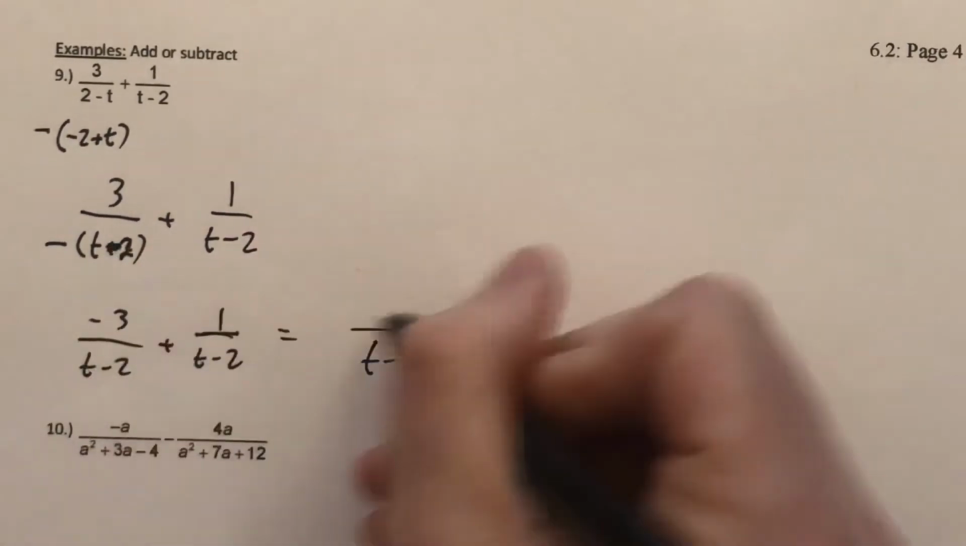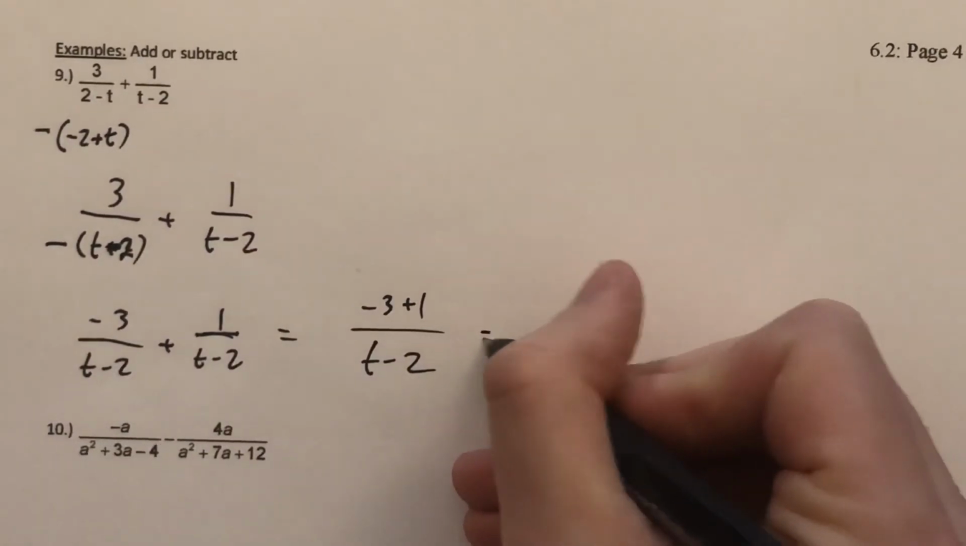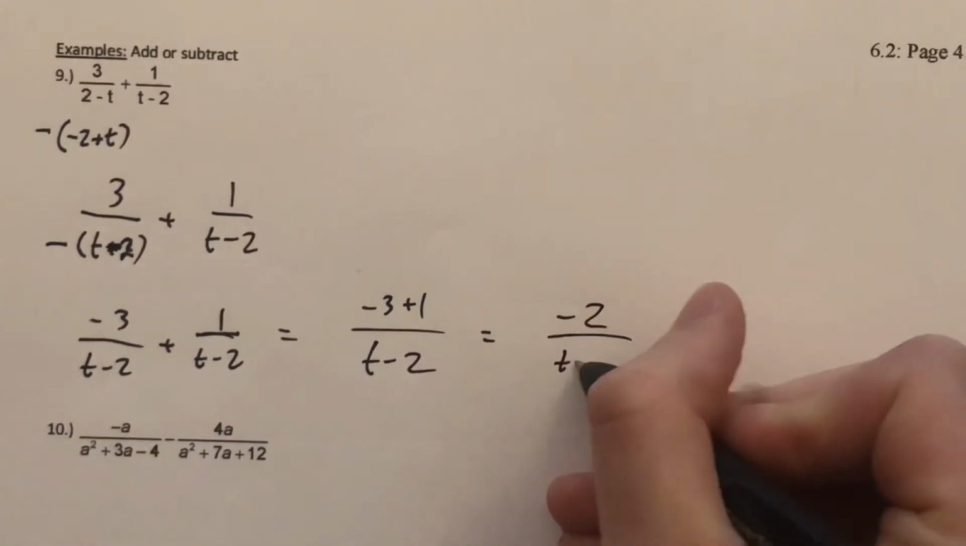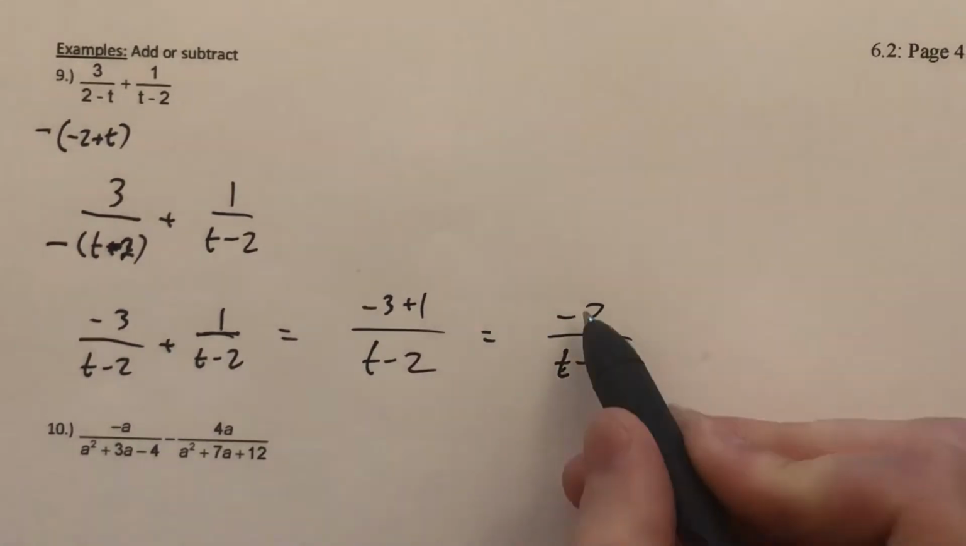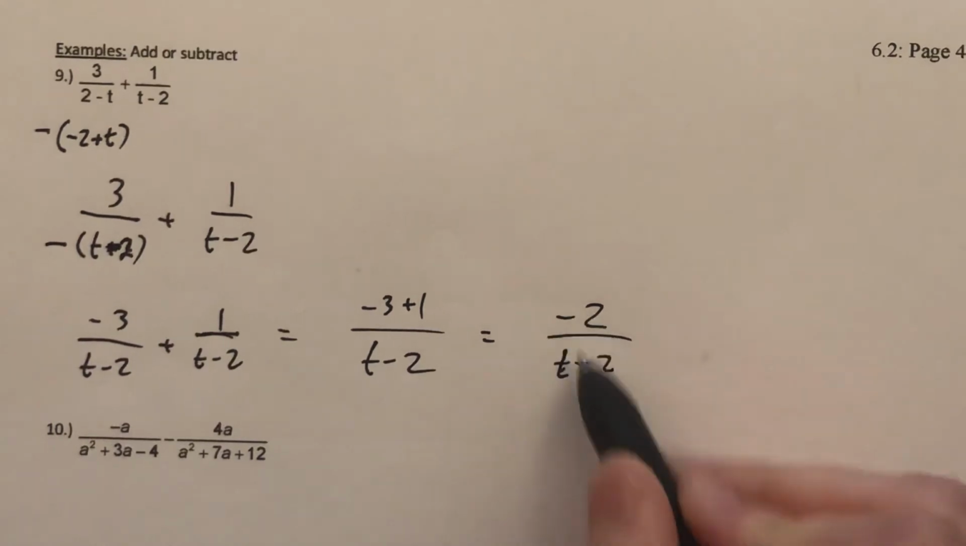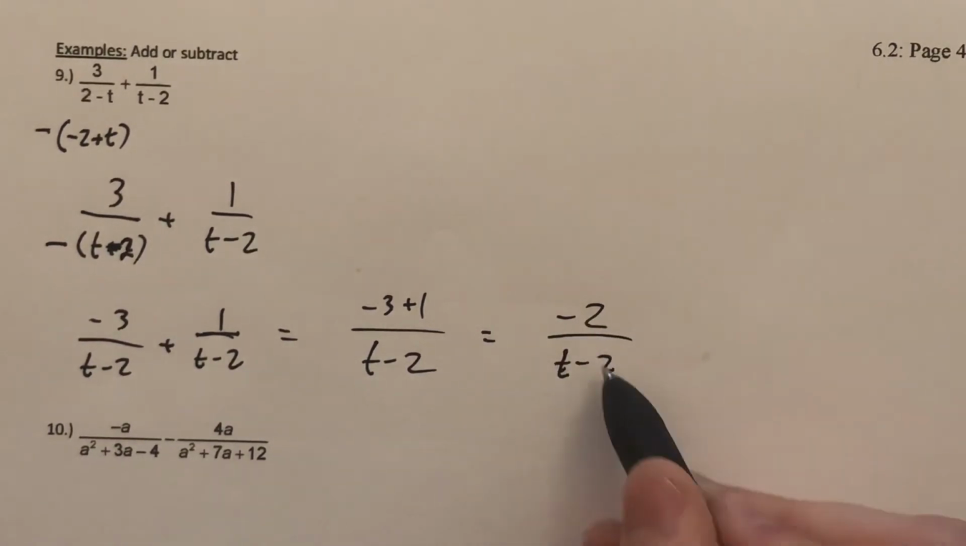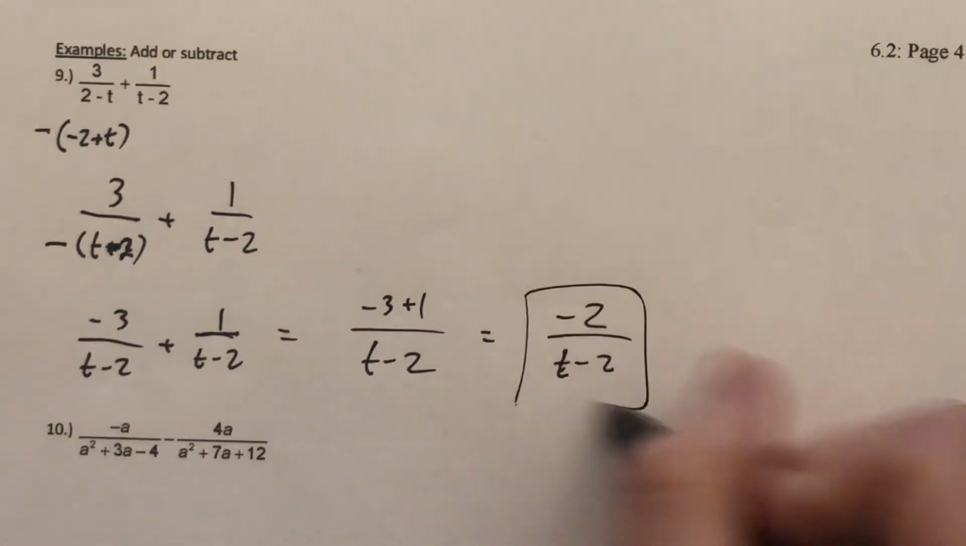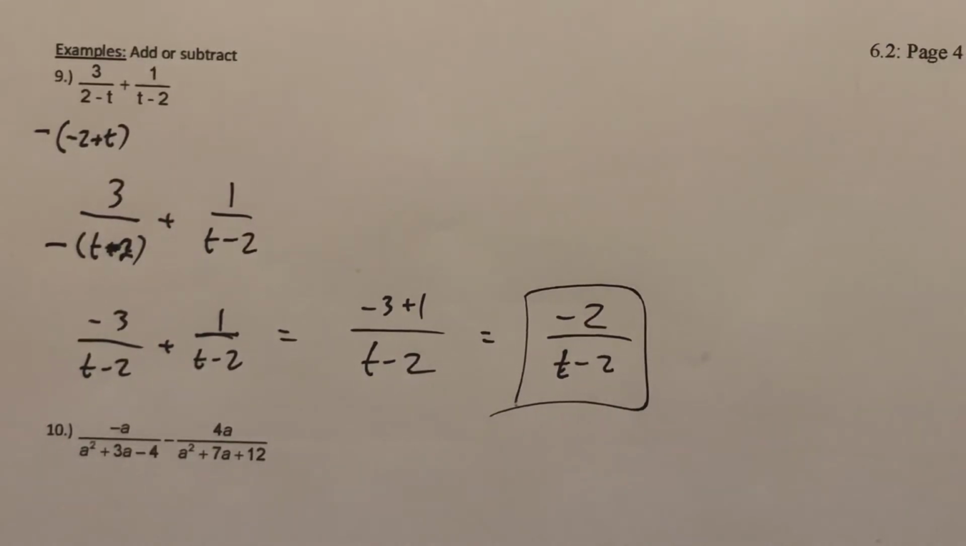Just don't forget to move it after you've done it, because then we've got those over t minus 2, and it's just a negative 3 plus a 1. So negative 2 over t minus 2. Do not cancel those, right? Those are not common factors. That's a factor, but that's just a term of our denominator. So that's our final answer there.